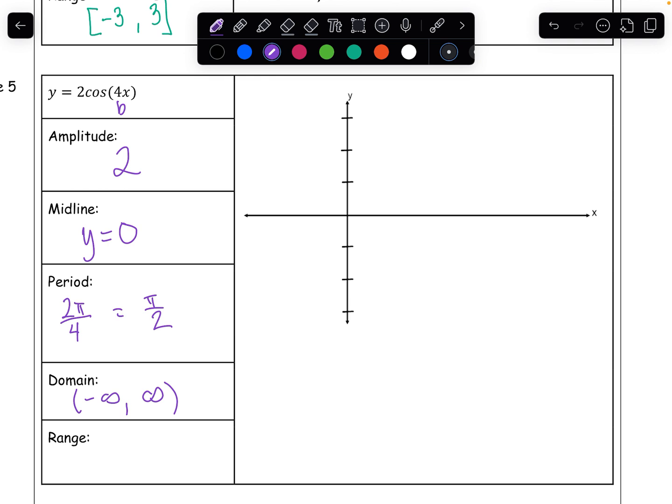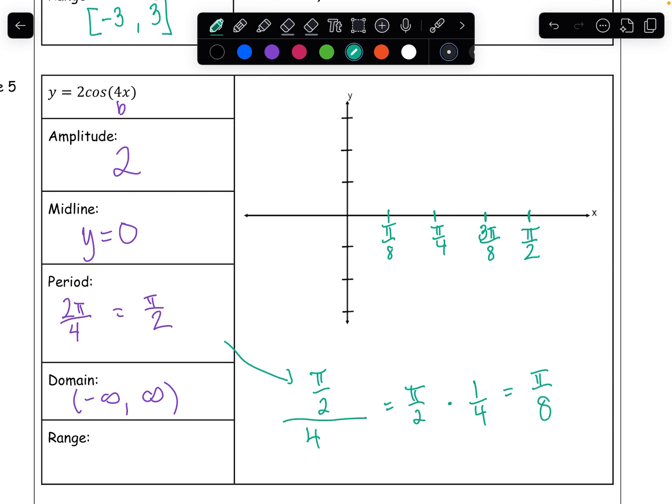So from here, I'm going to graph all the way out here. I'm going to be pi halves. Now, you can do half of that, which is pi fourths, half of that, which is pi eighths, and then 3 times that, which is 3 pi eighths. So that's personally what I like to do, but you can also, again, take your period and divide it by 4. So that's where we get that keep, change, flip to get pi over 8.